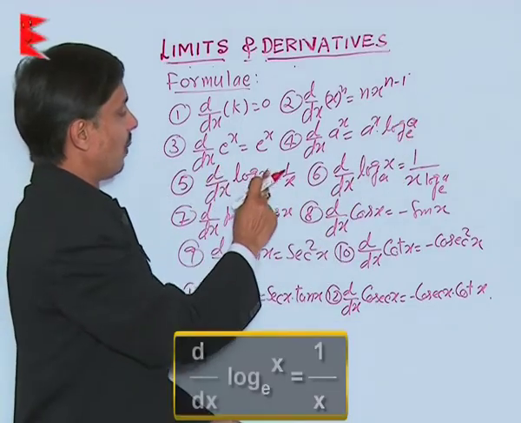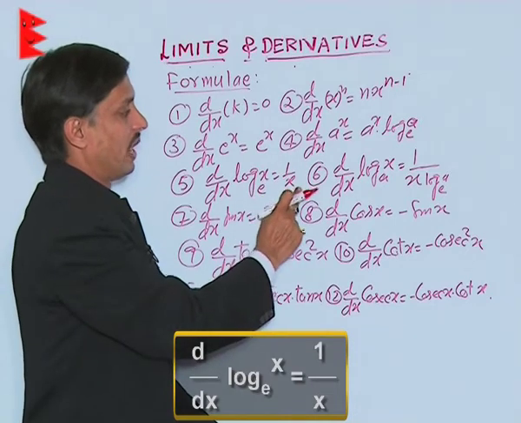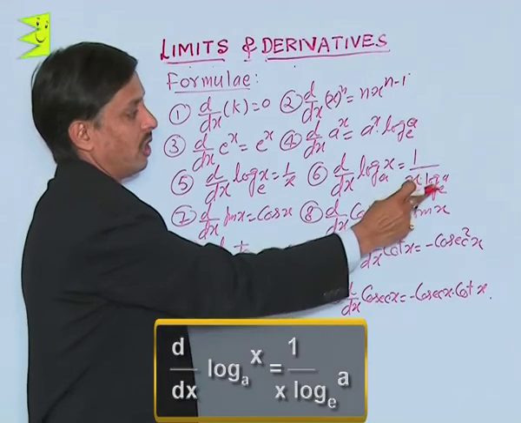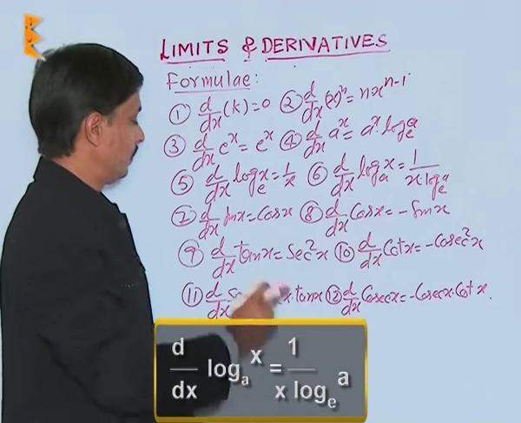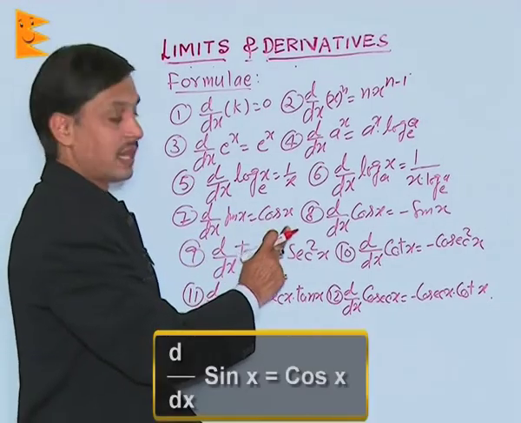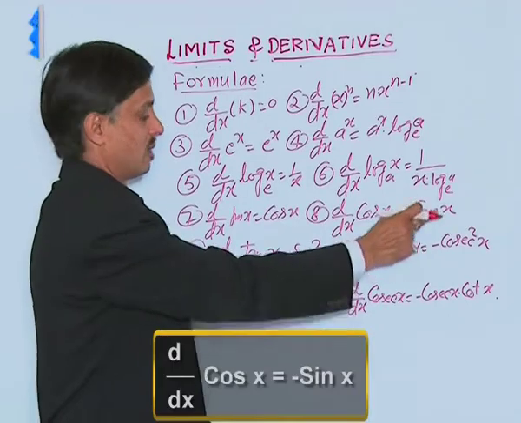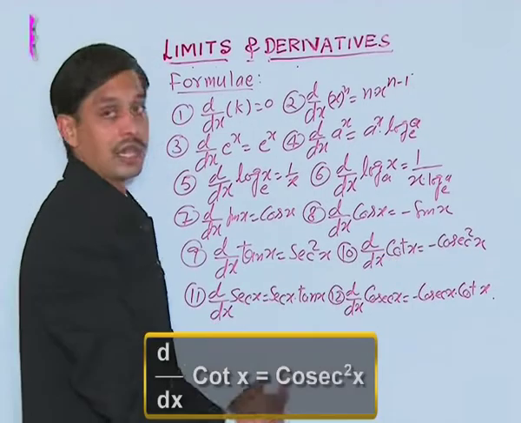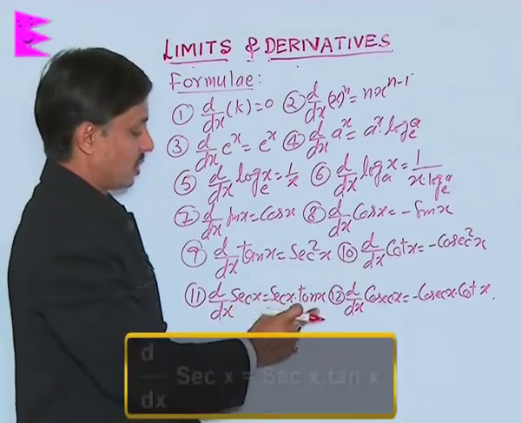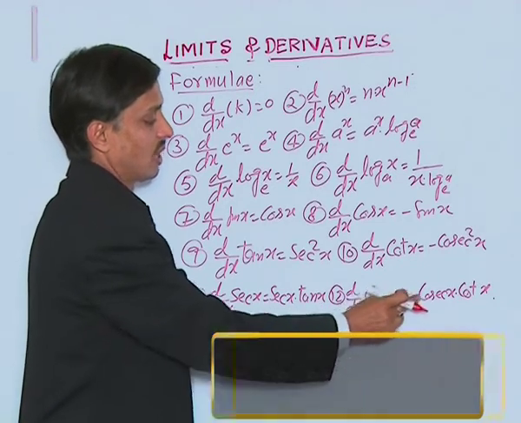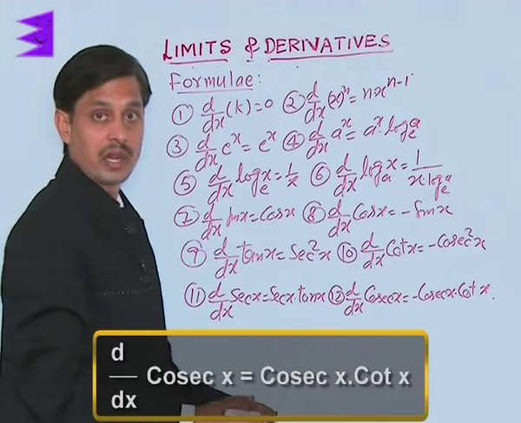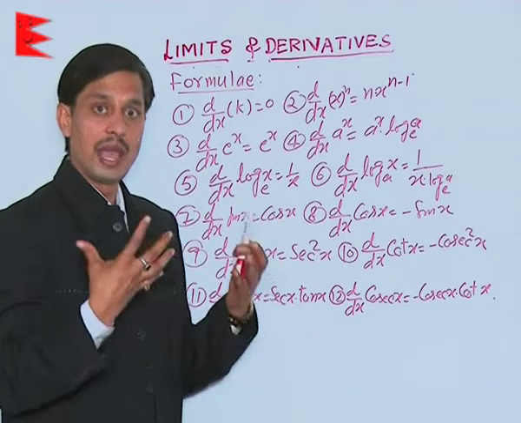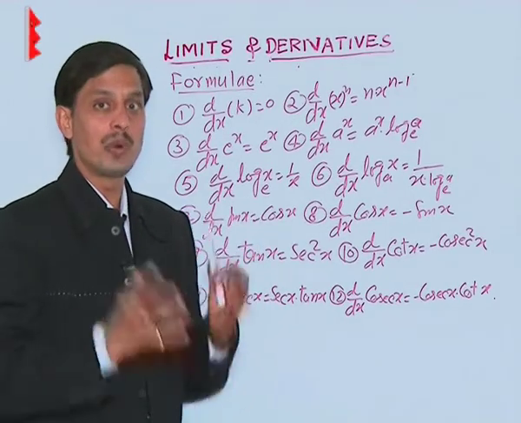Then the derivative of log x, if the base is e, is 1 upon x, and the derivative of log x, if the base is a, is 1 upon x into log a under the base e. The derivative of sin x is cos x, and the derivative of cos x is minus sin x. The derivative of tan x is sec square x, and the derivative of cot x is minus cosec square x. The derivative of sec x is sec x into tan x, and the derivative of cosec x is minus cosec x into cot x.